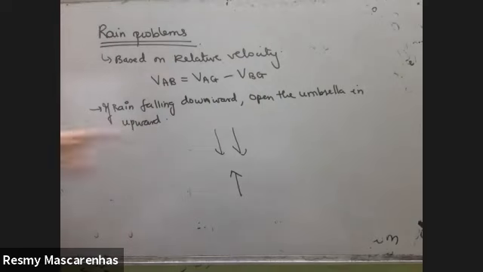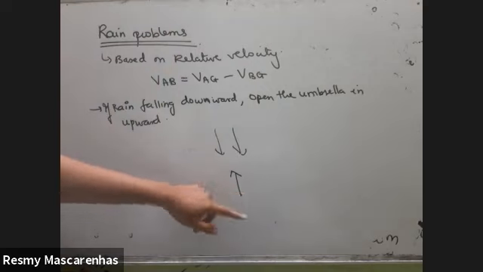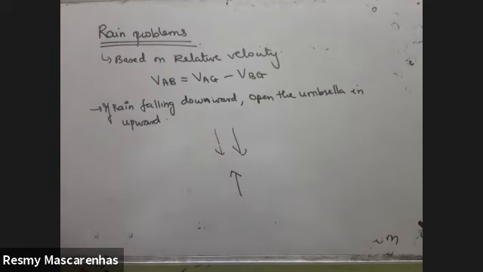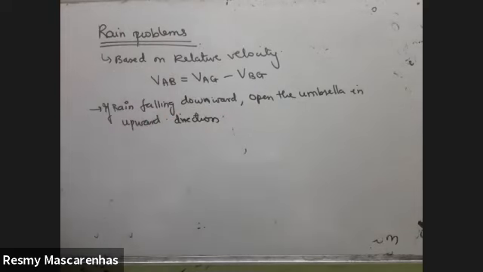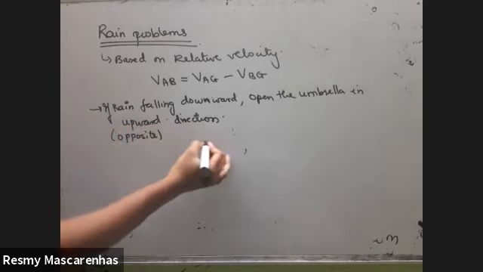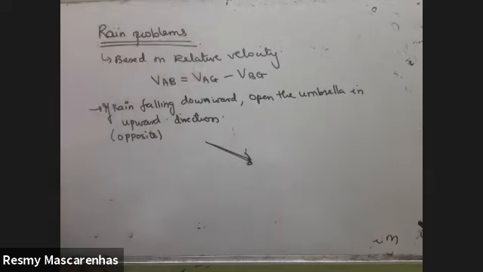Now, practically thinking, obviously it makes sense. You'll think, why am I telling you? Because whenever rain is falling downwards, obviously we have to open in the up direction. The umbrella will always be in the opposite direction against the velocity of the rain. If rain is falling this side, then you will see how we have to open the umbrella.